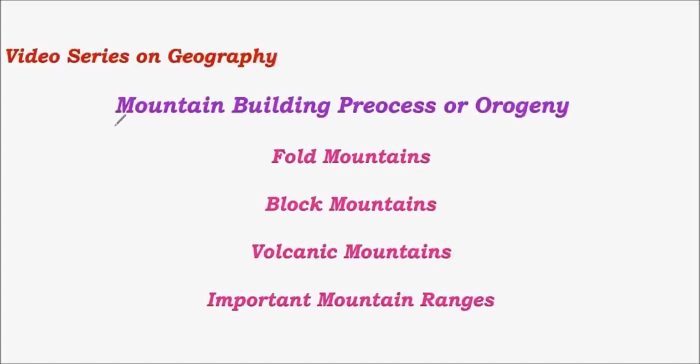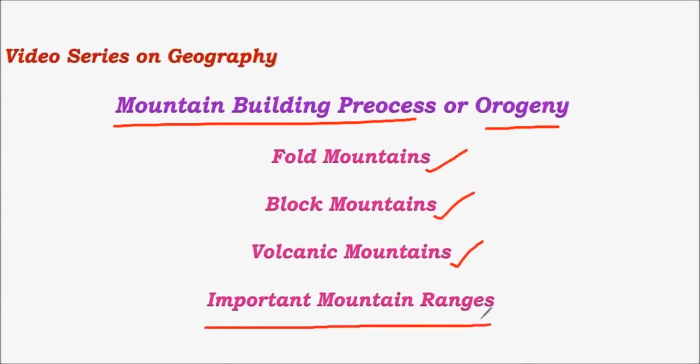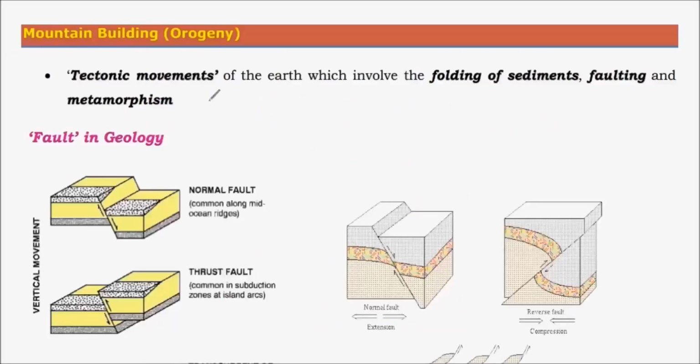In this video, I'll be explaining about the mountain building process or orogeny. There are different kinds of mountains, namely fold mountains, block mountains, and volcanic mountains. I'll be explaining them in detail, and also I'll be explaining about important mountain ranges in the world. Mountain building processes are tectonic movements that involve folding of sediments, faulting and metamorphism of Earth's crust.